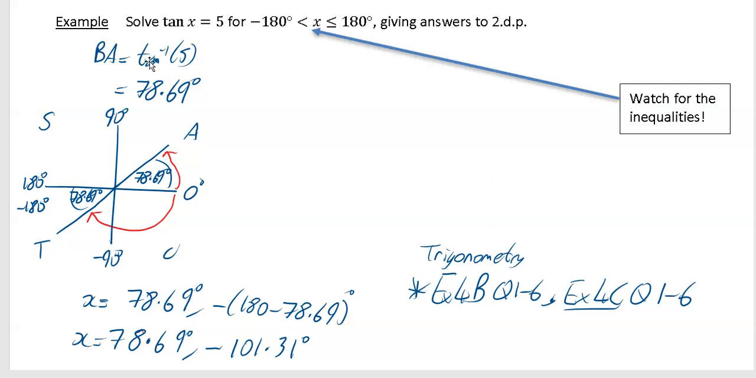Okay folks, you're now ready to do exercise 4b, questions 1 to 6, and exercise 4c, questions 1 to 6. The only difference in these questions, the first exercise, exercise 4b, I think the ranges are all from 0 to 360, whereas in 4c they're from, like this example, minus 180 to positive 180. But you're good to go with those now.